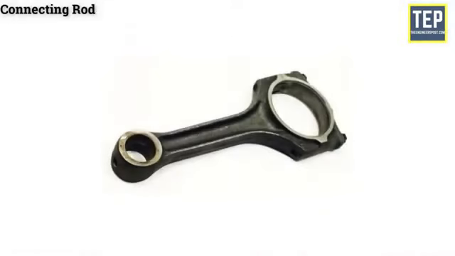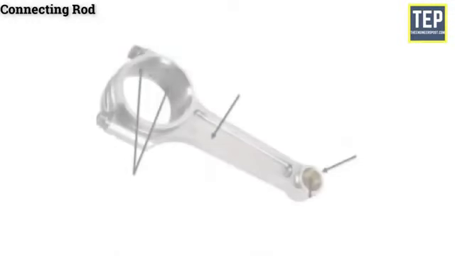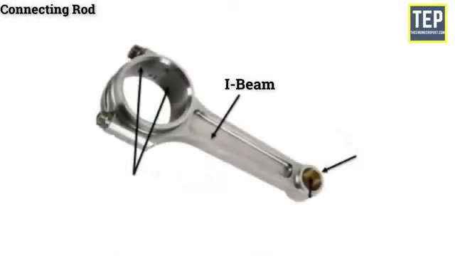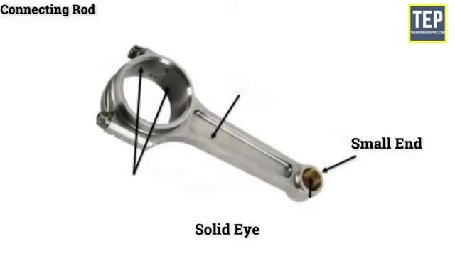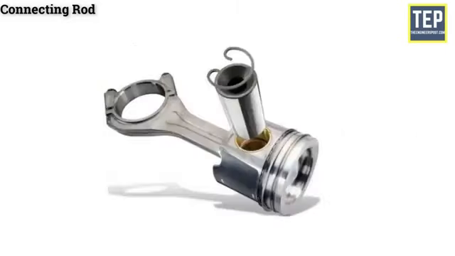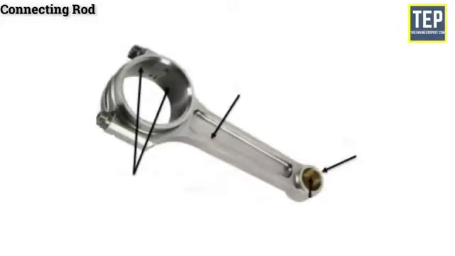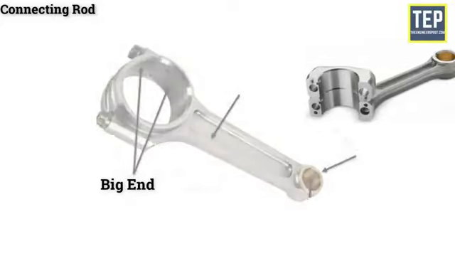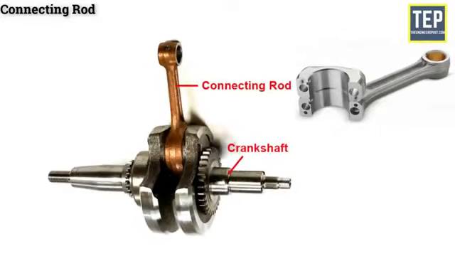A connecting rod in an IC engine must be light and strong enough to withstand stress and twisting forces. It usually has an I-beam cross-section and is made of alloy steel or duralumin by drop forging. The small end of the connecting rod has a solid eye, used to connect the piston by the piston pin. The big end of the connecting rod is always split, and it is used to connect the crank pin of the crankshaft.